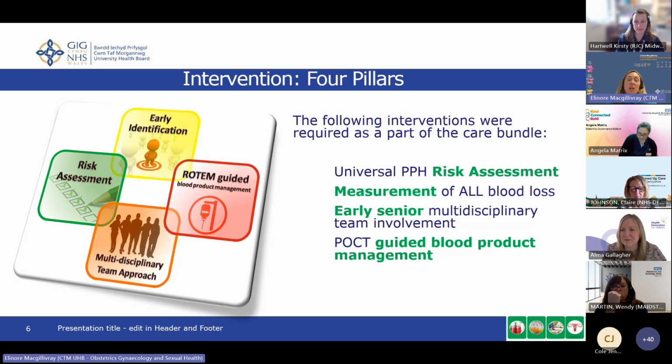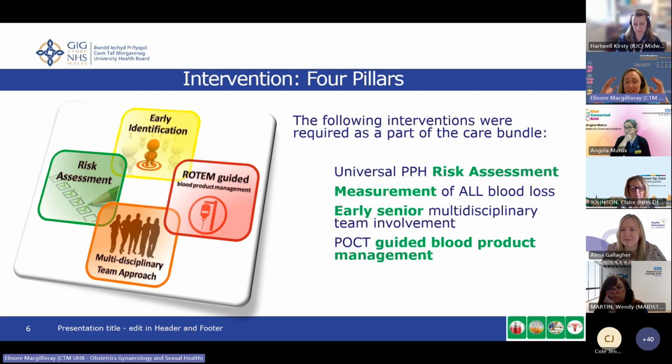And those things were a universal risk assessment, so risk assessment for all women on admission to labour ward. And this is the one I suppose you've been talking about in your previous presentation, is measurement of all blood loss contemporaneously from the point of birth. And that was really the thing that everything else hinged on. And then early senior MDT involvement. And of course, you don't really know when you should be getting the MDT involved unless you're measuring blood loss.